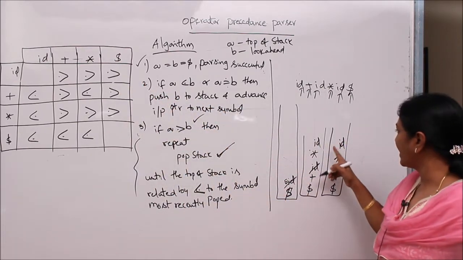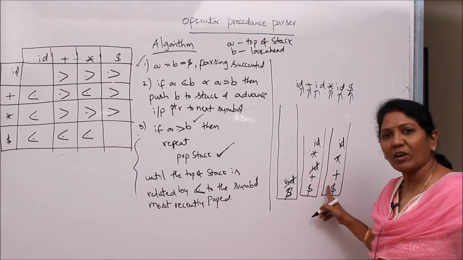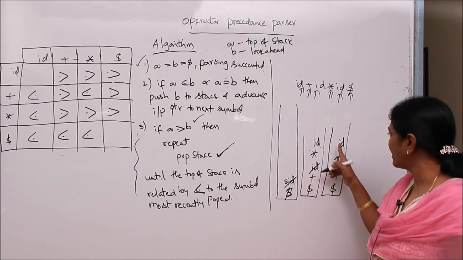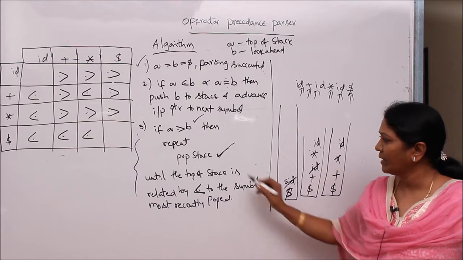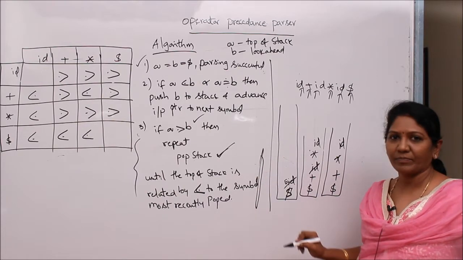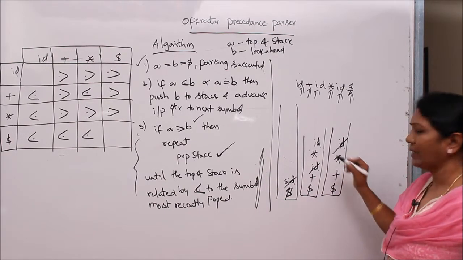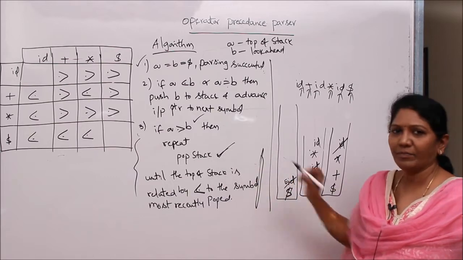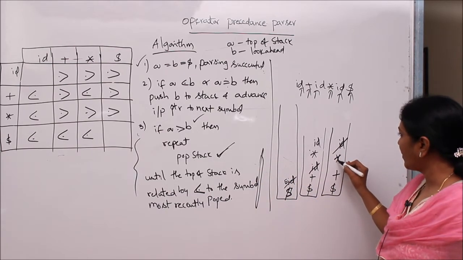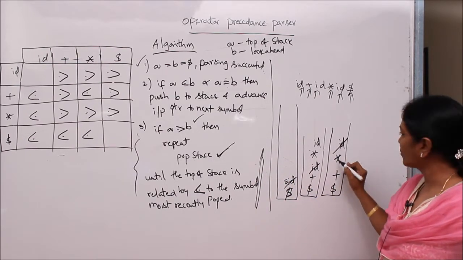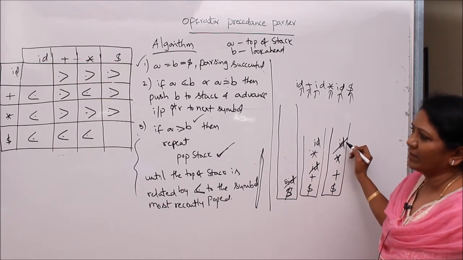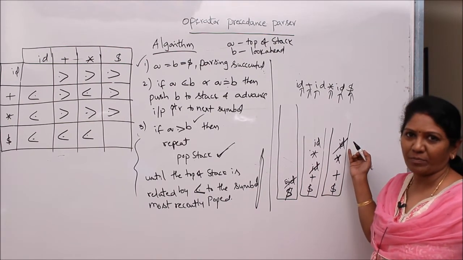Now here you may wonder how many symbols actually constitute the handle. Is it one symbol, two symbols, three symbols? That is resolved by this part. Take out the symbol, pop the symbol, and compare the top of the stack with the recently popped one. Star on ID is what? Less. That means that is where you can stop.